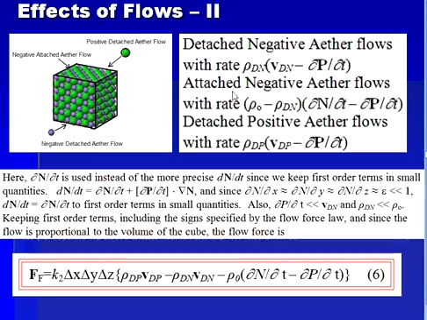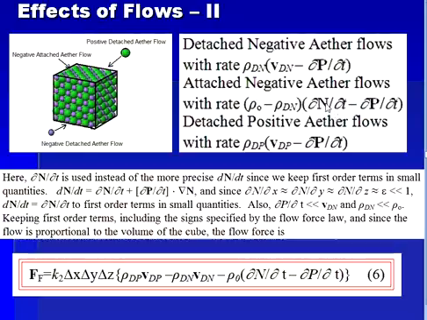For the attached negative ether, it flows with a rate given by its density, which is rho sub 0 minus rho sub dn, times its relative velocity, which is the partial derivative of n with respect to t, minus the partial derivative of p with respect to t. Here we recall that the total density of the negative ether is given by the sum of the detached component plus the attached component, and therefore, since that has to be equal to the constant rho 0, the attached negative density is equal to rho 0 minus rho sub dn.